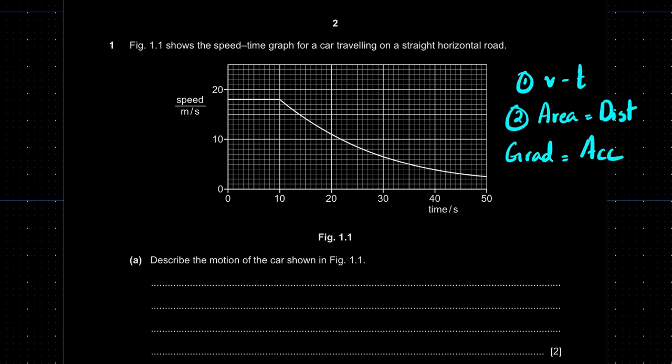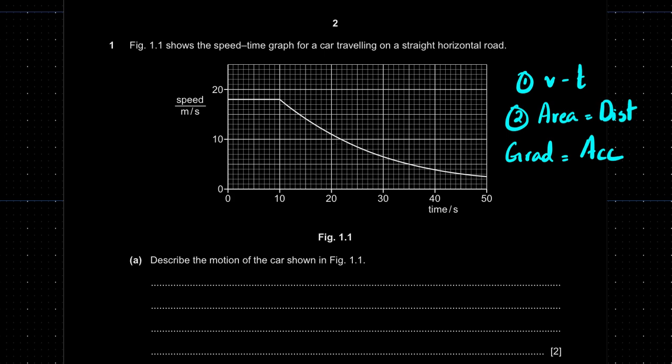So it says describe the motion of the car shown in 1.1. Now obviously I can first see the speed is constant and then it starts to slow down. But also it does not slow down uniformly, right? It's not at a uniform rate, it's not going down in a straight line. Rather, you can see that the gradient here is decreasing. So it is slowing down, so it is decelerating, but it's decelerating at a decreasing rate. I would say that this is decreasing deceleration. Why is it decreasing deceleration? Because the gradient is getting less negative.